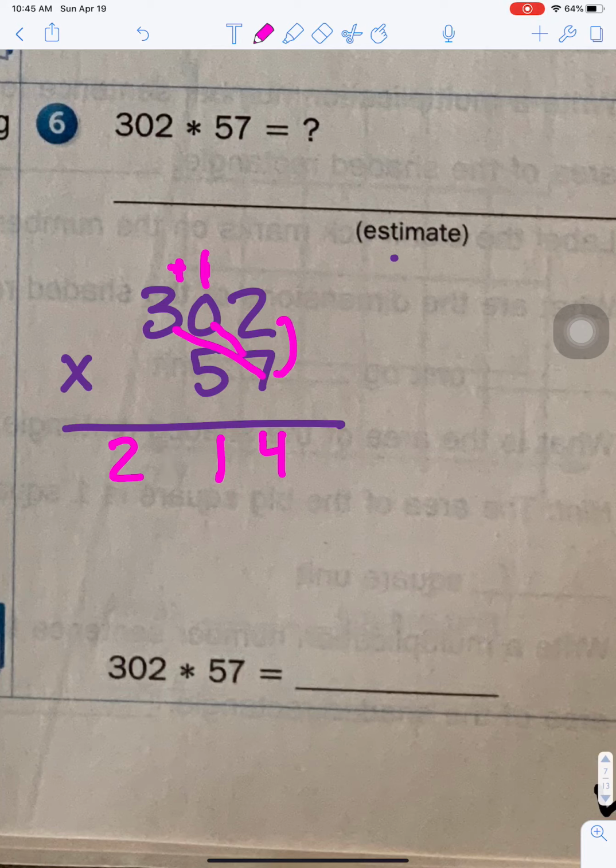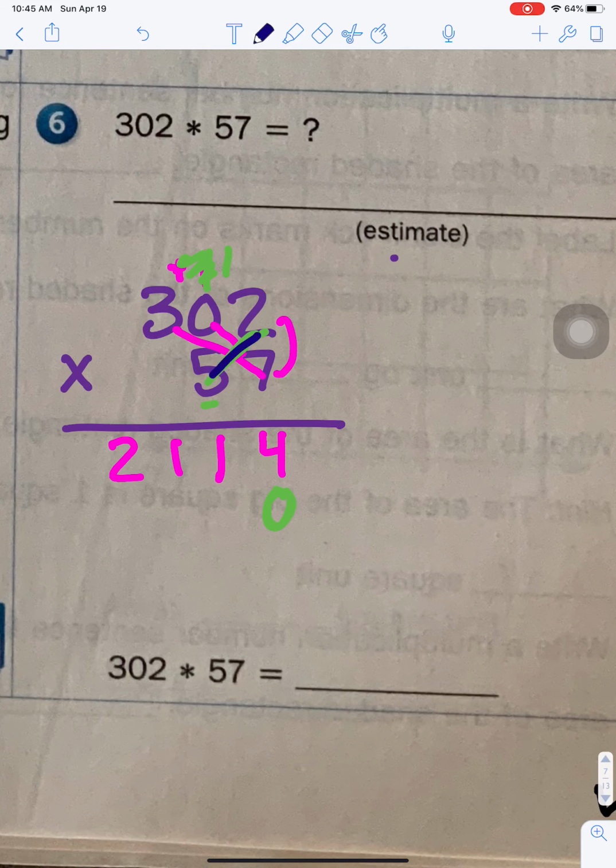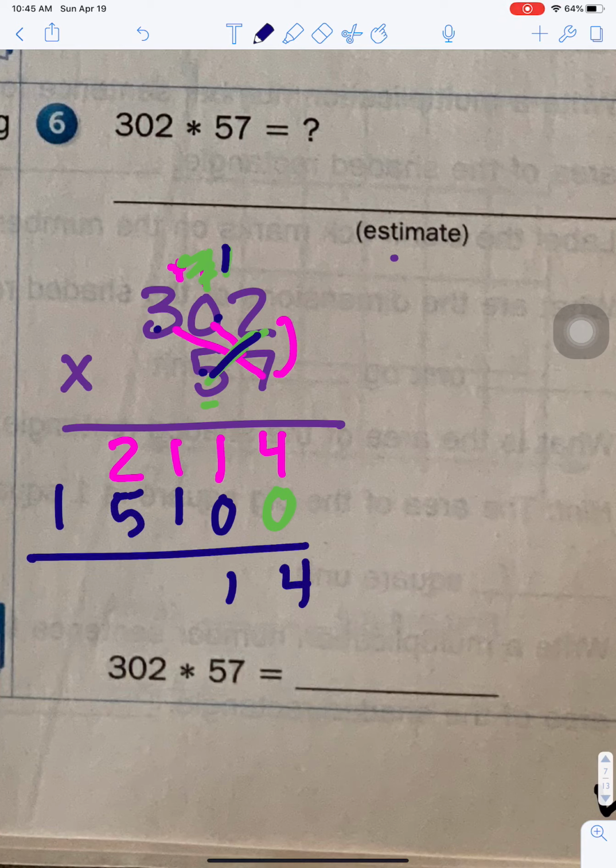Now, we are going to next take the 5, and so 5 times 2, and this is really 50, so we're going to do the 0 for place value, and then we'll do 5 times 2 is 10, carry the 1, put that, 5 times 0 is 0, plus 1, 5 times 3 is 15, and you're going to add these together. 17,214.